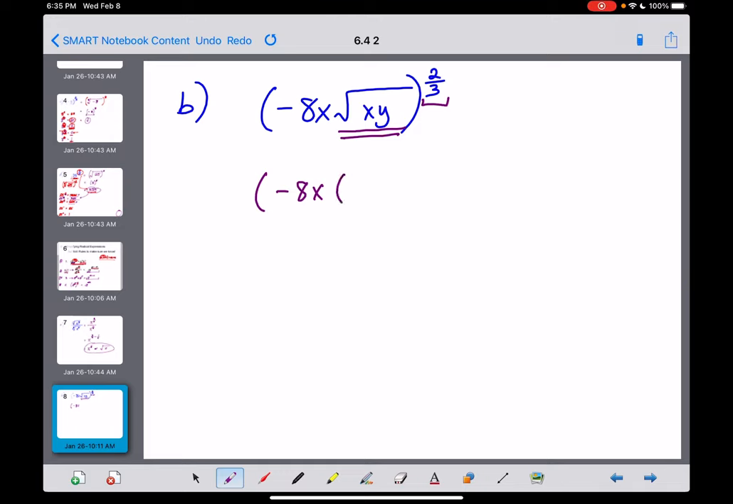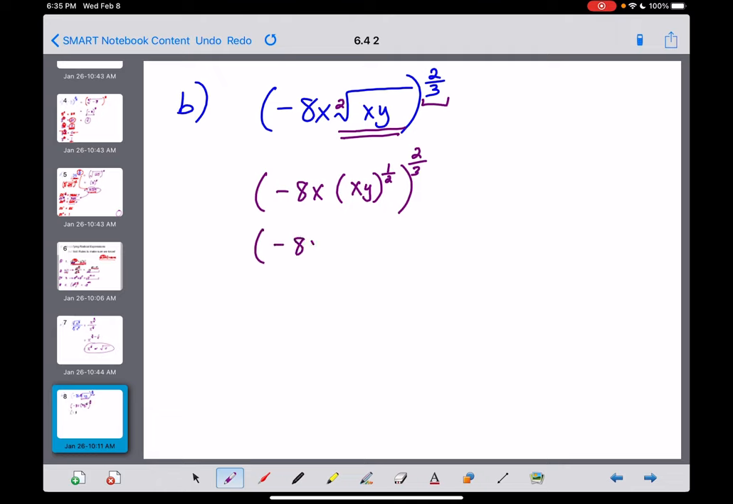And in parentheses within parentheses, here's the xy, and a square root, remember guys, your index is 2, becomes a 1/2 power right there. So that takes care of the square root of xy, and all of that is getting taken to the 2/3 power. Now, just like always, we try to clean up inside parentheses first, so that's where we're going to focus.